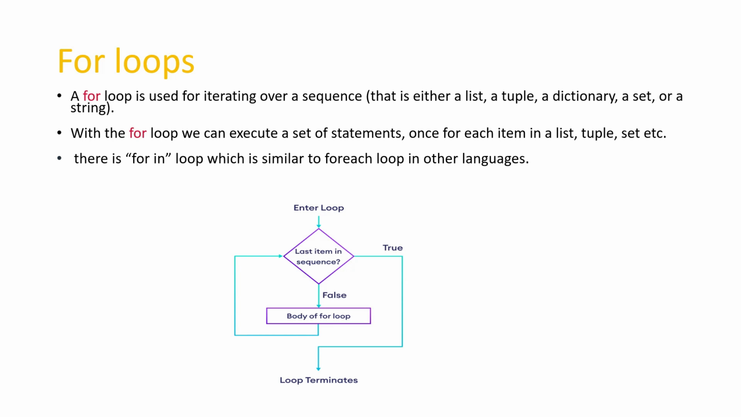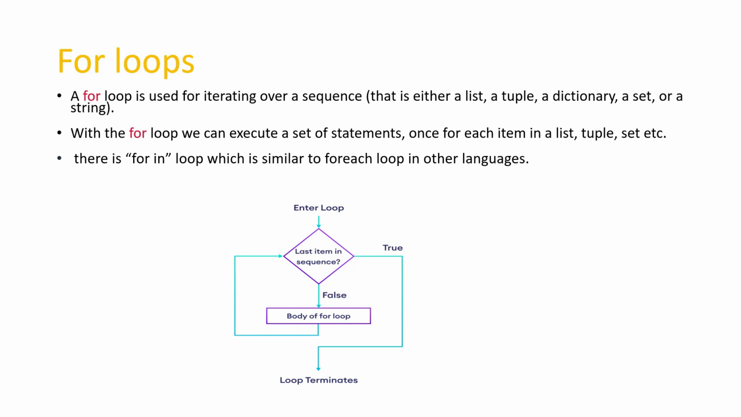What is for loop? For loop is a loop used to iterate over a sequence. Here we are saying what is the sequence? List, tuple, dictionary, set, or a string. All of them are called sequences.